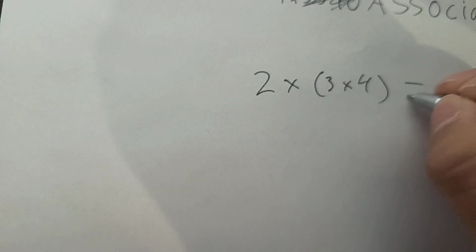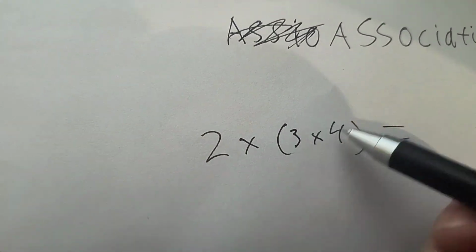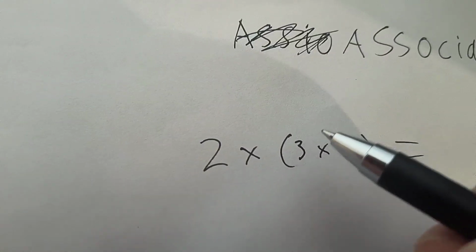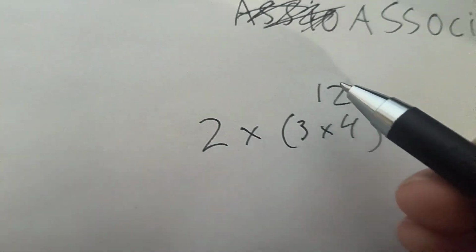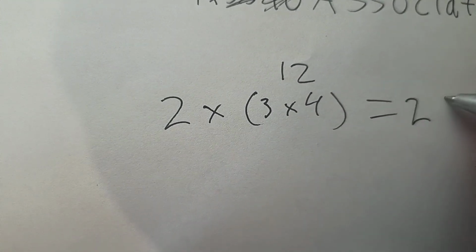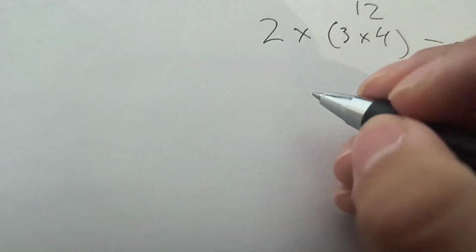If I were to have 2 times 3 times 4, what would this equal? Well, first, whenever we're trying to figure this out, we do whatever is in the parentheses first. So 3 times 4 is 12. And then we multiply it by 2. 2 times 12 is 24. So this equals 24.